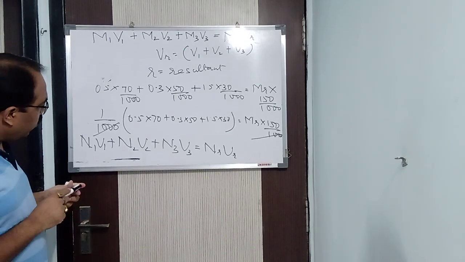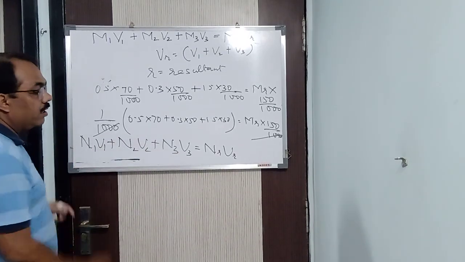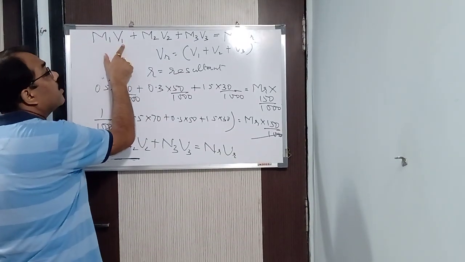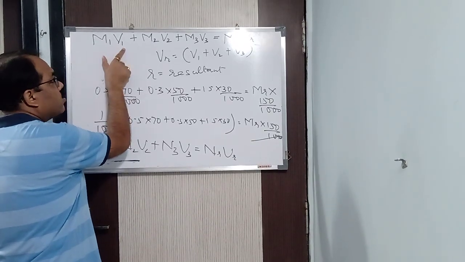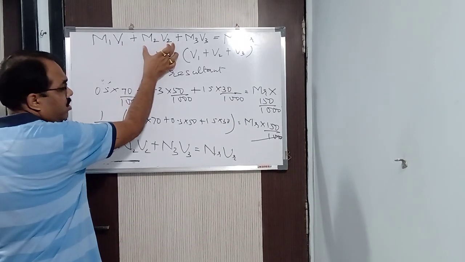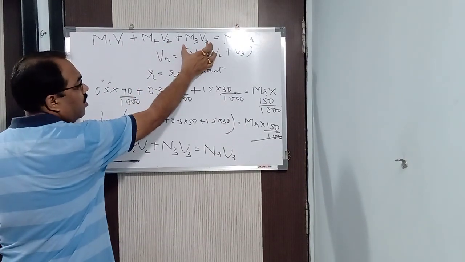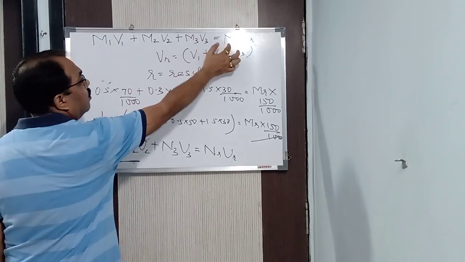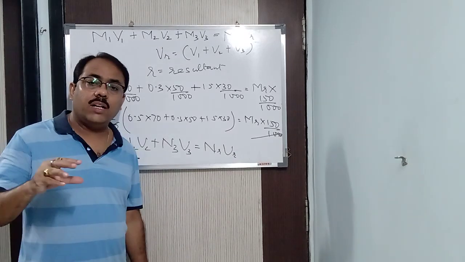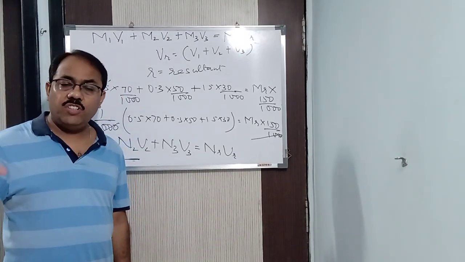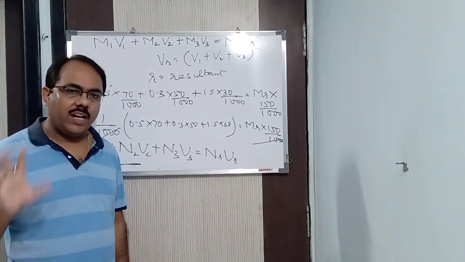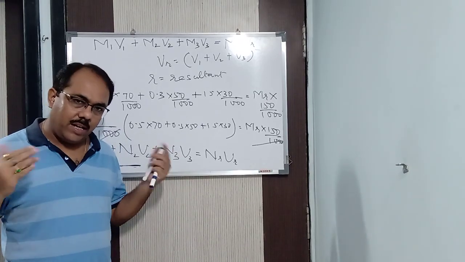Now you may ask me, why did I do it in this way? Why did I multiply and add? Because what I said in the last class, when you multiply molarity into volume, what do you get? Number of moles. So number of moles of sulfuric acid or nitric acid plus number of moles of hydrochloric acid, what will I get? Total number of moles. MR into VR will give total number of moles. Because mole is nothing but a number which can be added, subtracted, multiplied and divided.